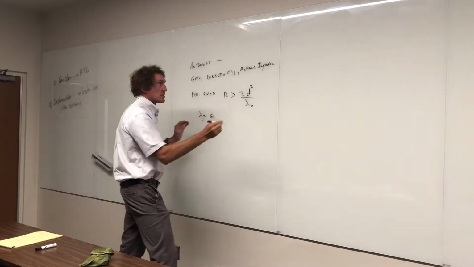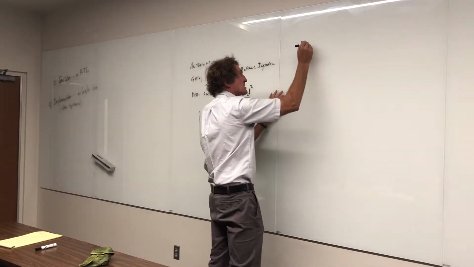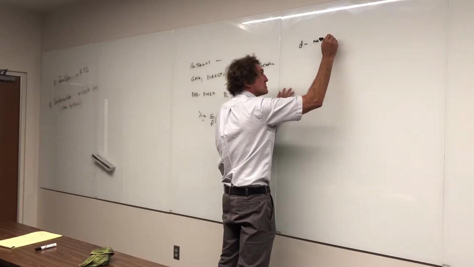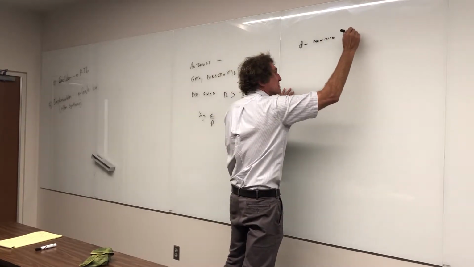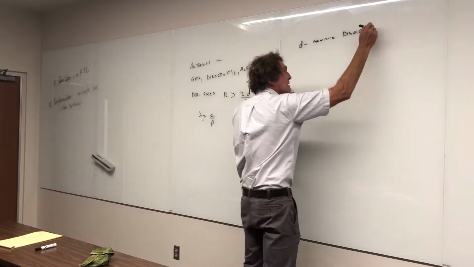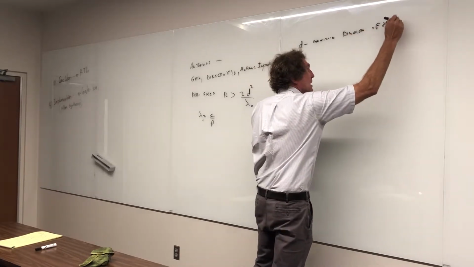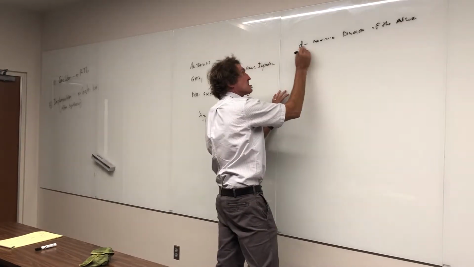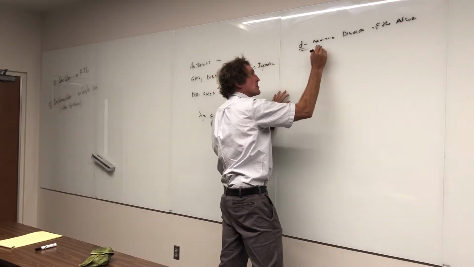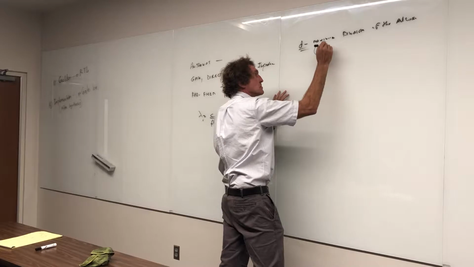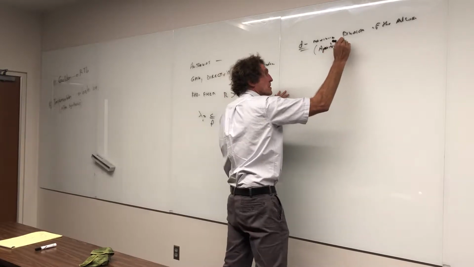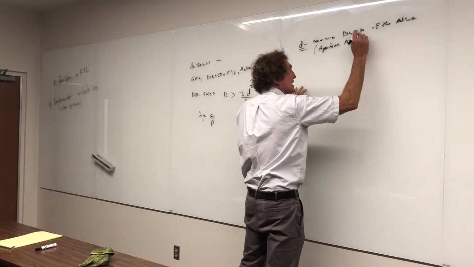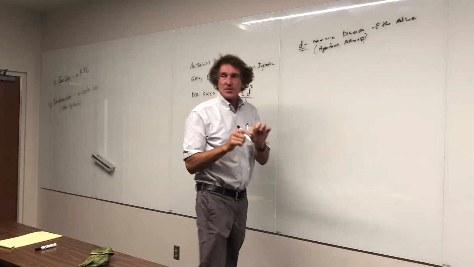But D is the maximum dimension of the antenna. And I'm going to tell you one other thing. This is for what are called aperture antennas. They're not for just thin wire antennas.